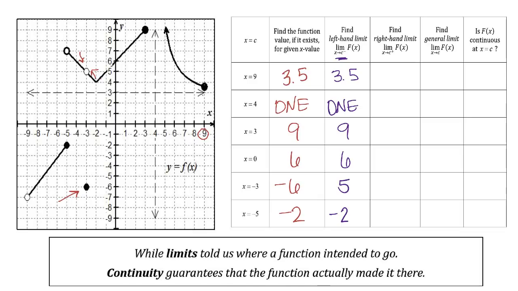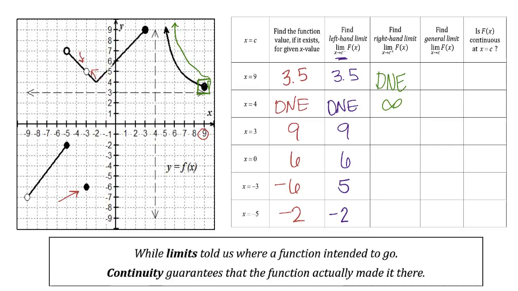Now we're going to approach that same number from the other direction. So we're going to come in from the right side. If we come in from the right side, we're approaching 9 from the right side. However, the graph stops right here, and we can't make up stuff to the right of it, so that one does not exist. There's no graph over there. Okay, as we approach 4 from the right, it looks like we're moving upward. So that one is going to be positive infinity.